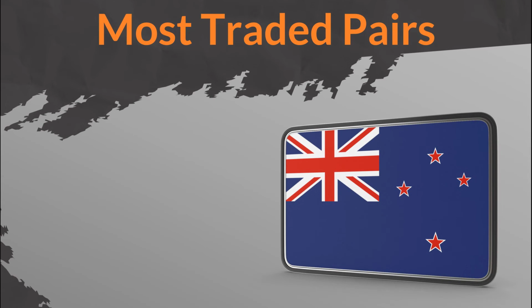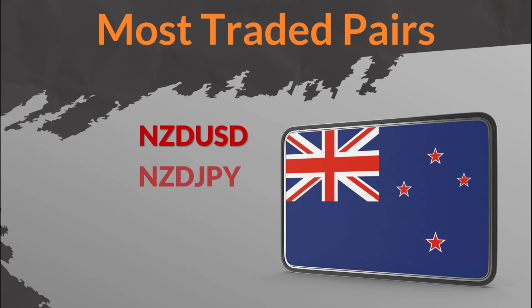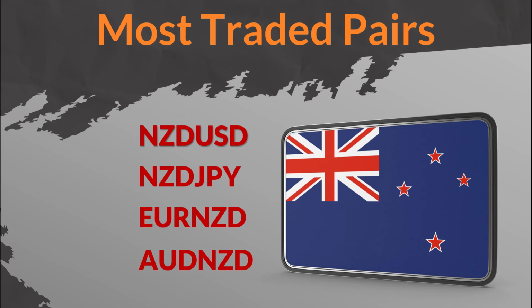The most commonly traded pairs with the Kiwi are Kiwi dollar and Kiwi yen. These are going to have a lot of the volume. Other pairs you could take a look at are Euro Kiwi, which has some decent volume, and Aussie Kiwi. Let me give a little bit of a warning here when it comes to the Kiwi.